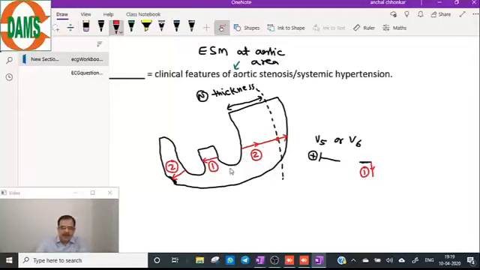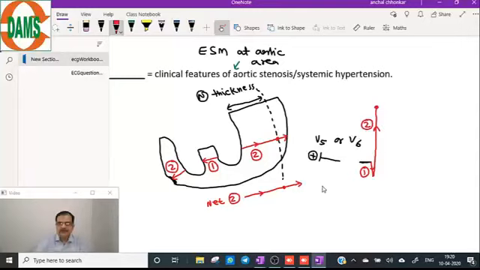Now come to the net 2 vector. If it was normal, it should have ended here, but there will be more gain towards the left side, because the left side will generate more voltage. So what will happen in V5 and V6? The needle will deflect in an upward direction, like this.